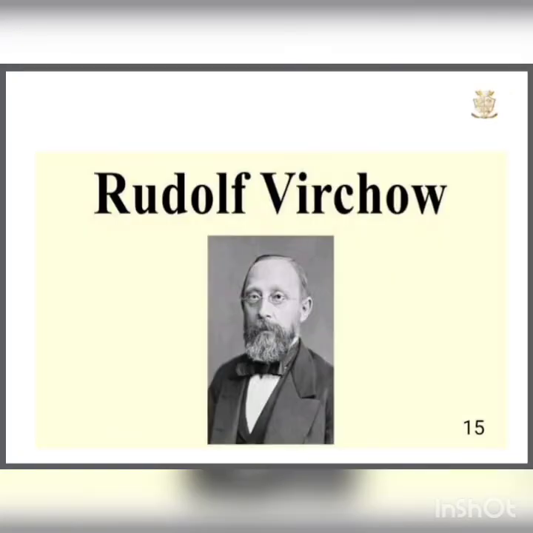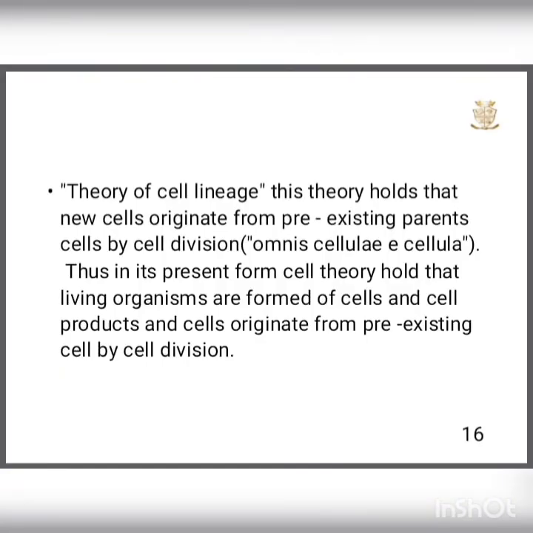Rudolf Virchow. Schleiden was wrong in several details, especially in his view that new cells arise from within all cells, particularly from the nucleus. This view was later corrected and modified by Virchow by postulating the theory of cell lineage. This theory holds that new cells originate from pre-existing parent cells by cell division.